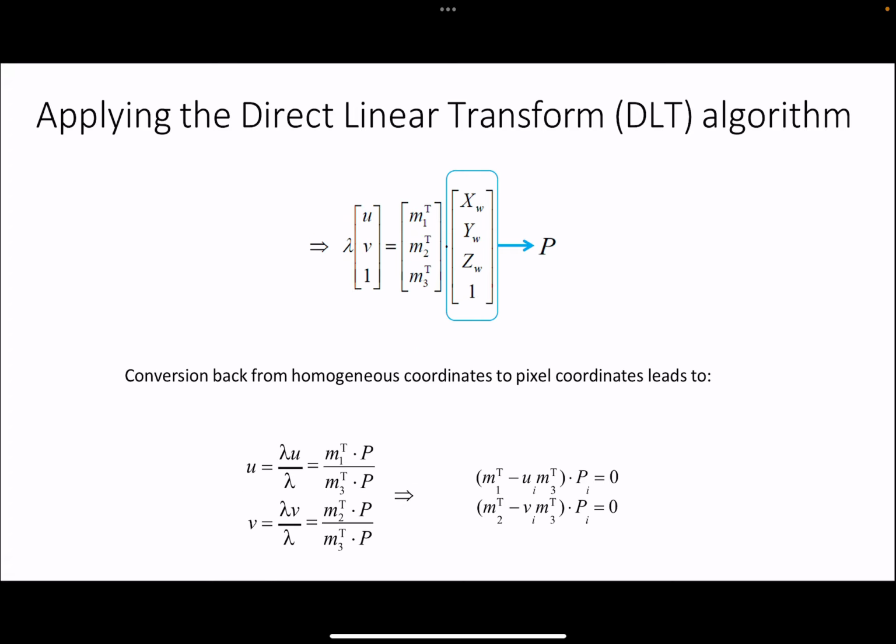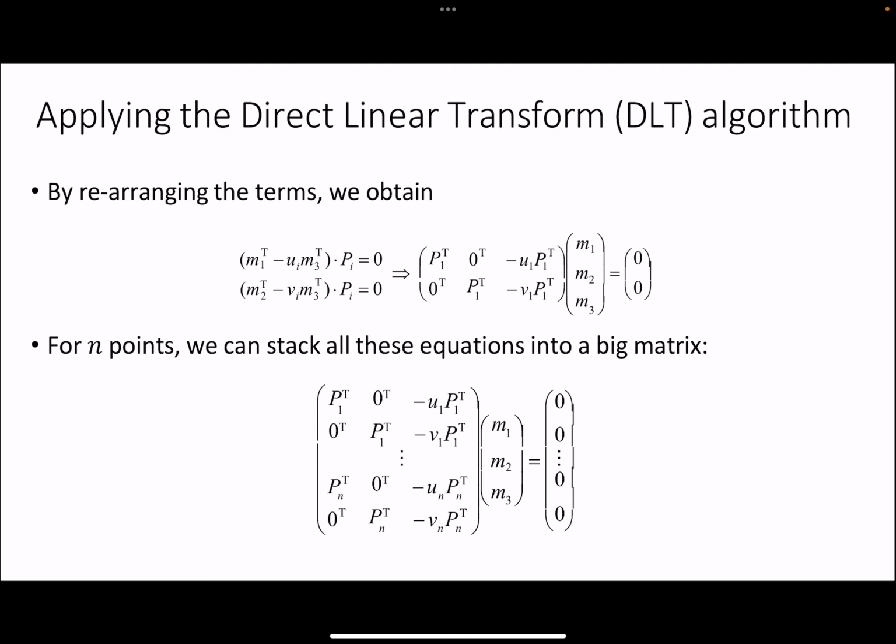And let's do some simple math, like we denote this matrix vector by capital P. And then by rearranging the terms, we obtain these two equations. This is for the x-axis. This is for the y-axis in the image coordinate system, as we have u and v, right? And this is just one example. We only have number 1, and here is index i. So this is just an equation for the first point.